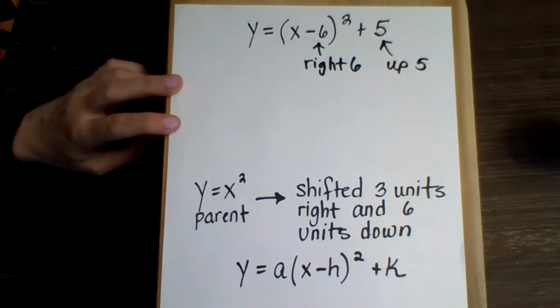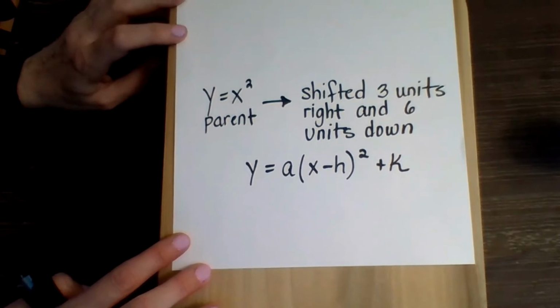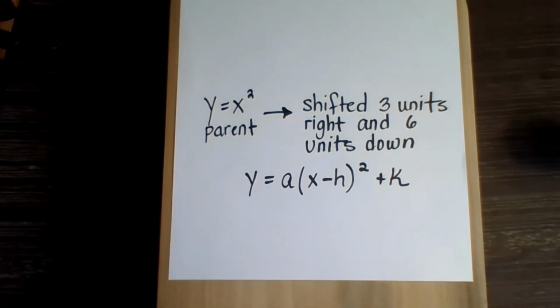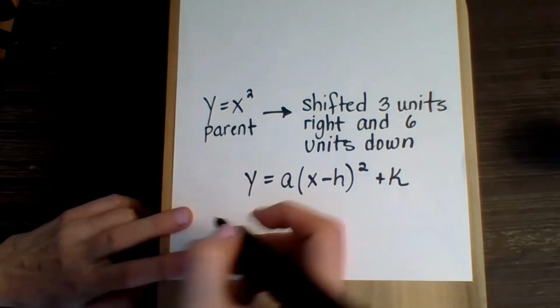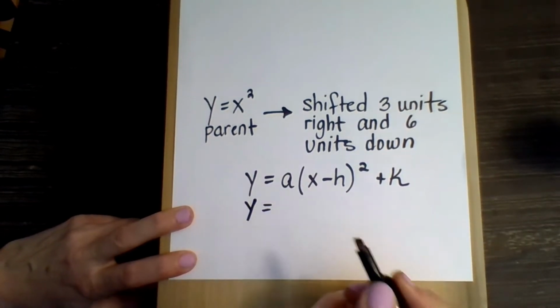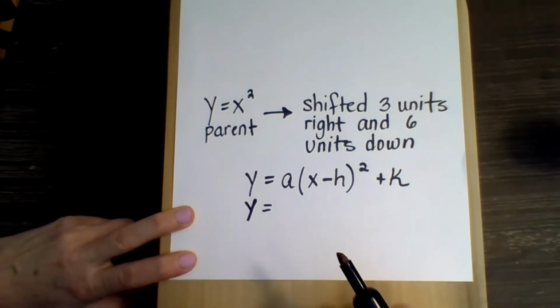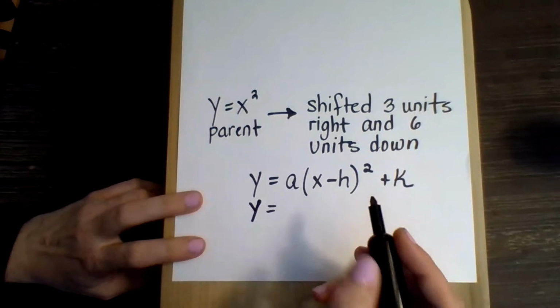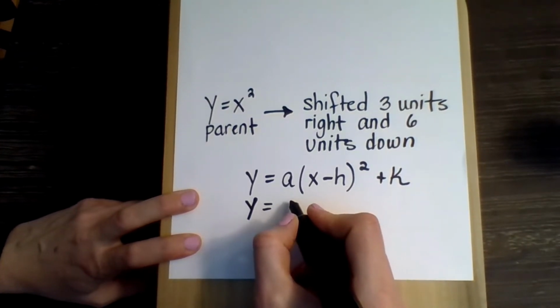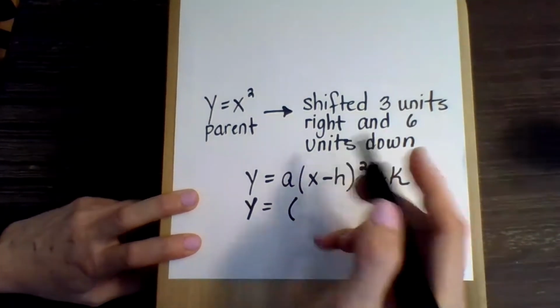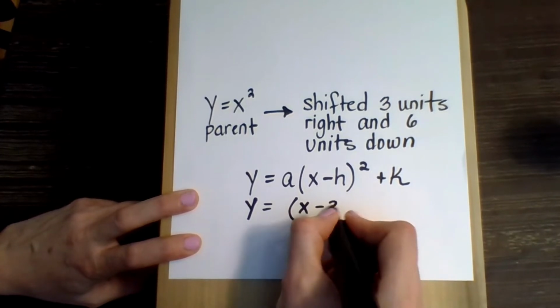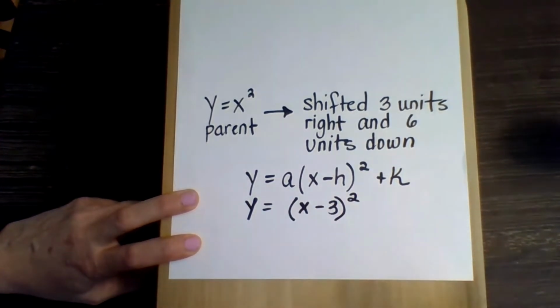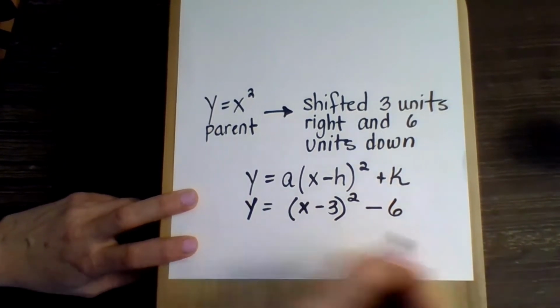All right, so now let's look at another example. Let's say you had the parent function of y equals x squared, and you were shifting it 3 units to the right and 6 units down. So if this is vertex form, you're going to have y equals, we're not changing whether or not it got wider or narrower, and we're not inverting it. So all we're doing is we're going to keep that as a 1. You don't even have to show it. Going 3 to the right would be x minus 3. It would be squared. And then down 6 would be minus 6.